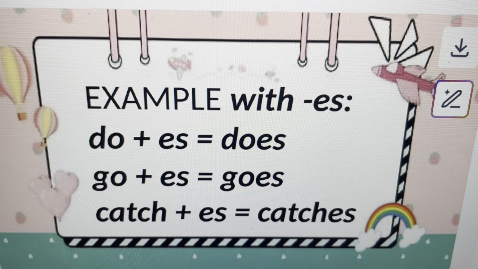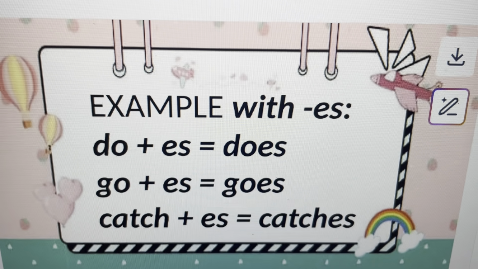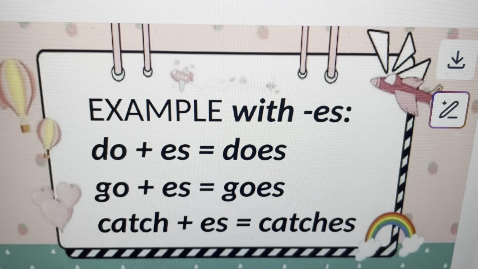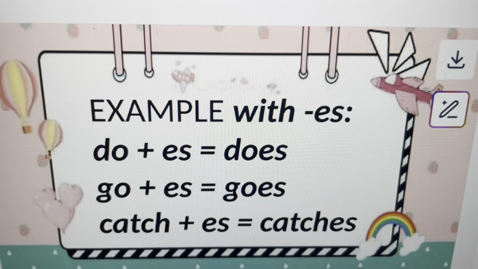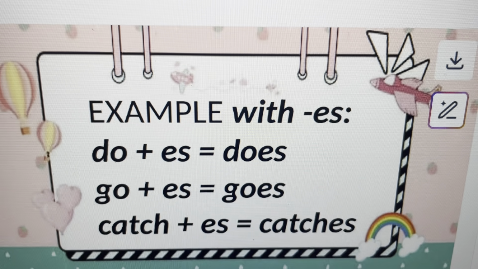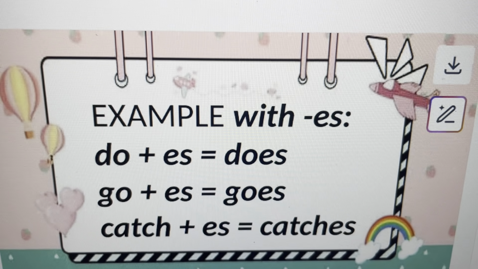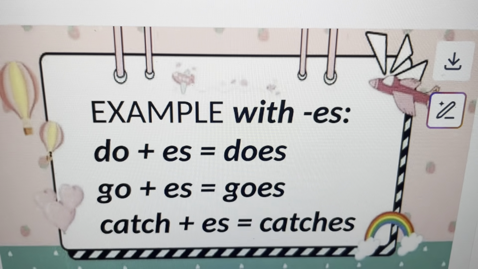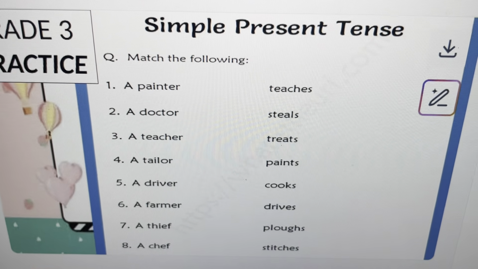I think you remember the rule I told you before also. If the word finishes with sh or ch, we usually add es for plural. So here you can see in the verb it is the same. The word ends with ch. Catch, add es. Catches. Catch is a verb. Go is a verb. We add here es. Goes. Do. Do is a verb. Add es. Does. So these all are examples of adding es to the verb to make present tense.